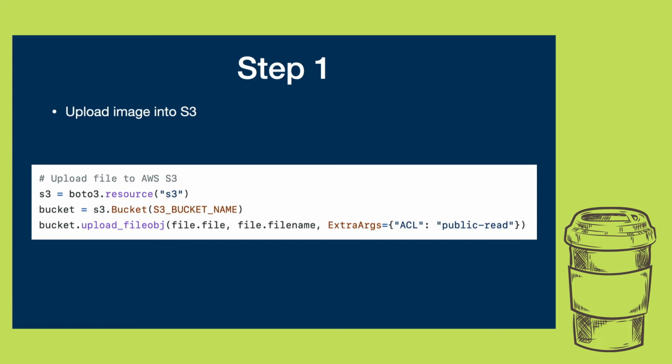But coming back to this one, in step 1, you upload the image into S3. To do that, all you need to do is get a reference to your S3 bucket and then just use the upload file object method, giving it the file and the file name. And this will automatically take in the file that your user uploaded and put it in AWS S3 for you.